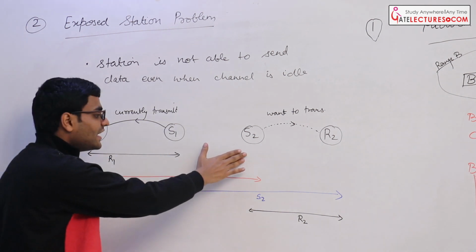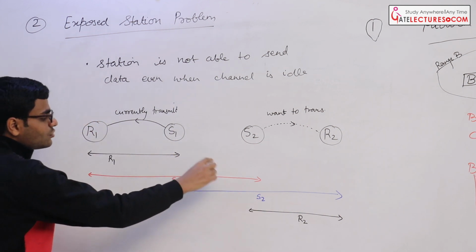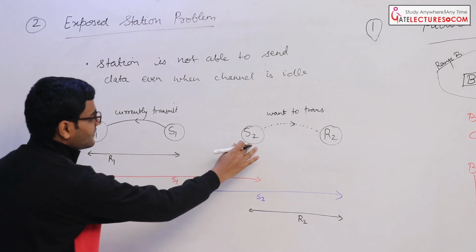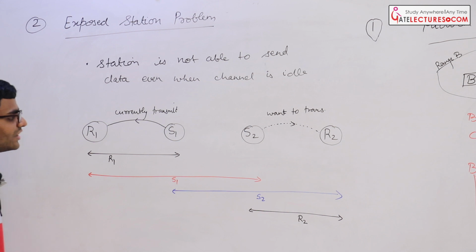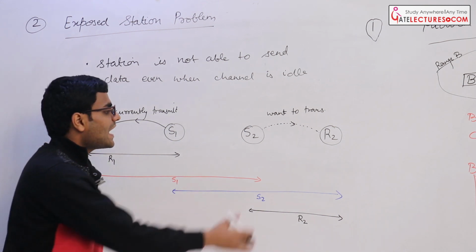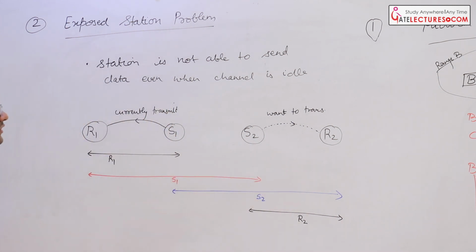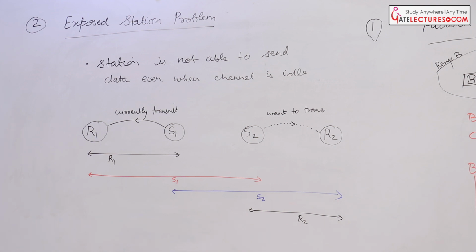But S2 will not send because it is hearing the transmission by S1, because S2 is in the range of S1. So when S1 is transmitting data to R1, S2 is listening to that. So it assumes that it cannot send data to any station. But it's not the case. S2 can easily send data to R2 because there is no interference. So this is called the exposed station problem. Because of this transmission, this station is exposed to the entire network and it is not able to transmit data to R2. So how to deal with this problem?